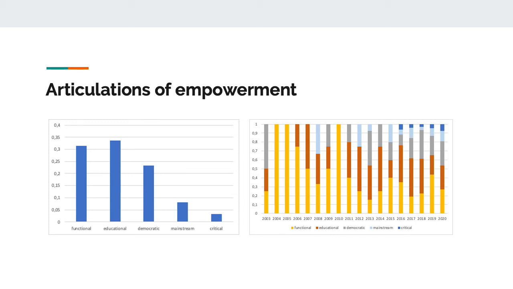And when we then look at changes over time, which you can see in the figure on the right, it becomes clear that functional articulations, represented by the yellow bars, were quite dominant in the first years, and somewhat surprisingly, that the critical category, represented by the dark blue bars, did not emerge until 2016. And as you can also see, in the last few years there's a more equal distribution across the 5 categories.